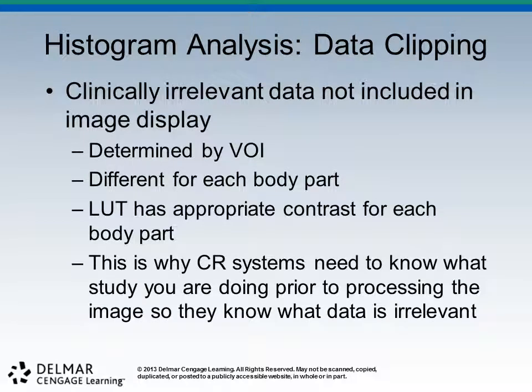Alrighty, data clipping. It depends upon VOI, which stands for volume of interest, and that VOI is different for every part we do. That's another reason why we tell the computer what we're doing. It'll go into the lookup table. You'll say it's a chest PA landscape. It has that lookup table. It's going to look at that contrast, and you have to tell it what you're doing so it can get rid of the data we don't need. If we don't tell it what we're doing, it'll get rid of data we do need. We call that data clipping. Ta-da, that's it.